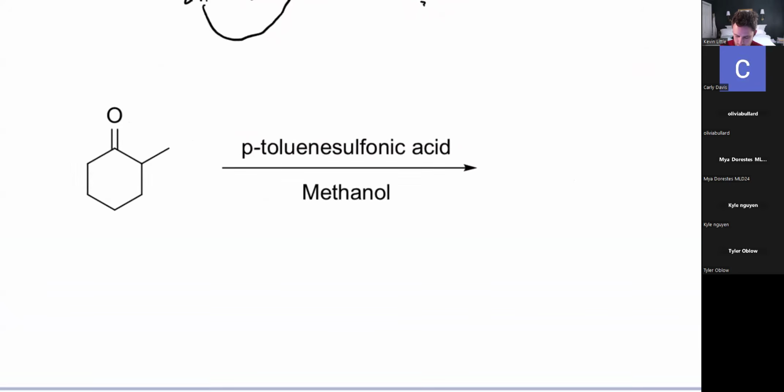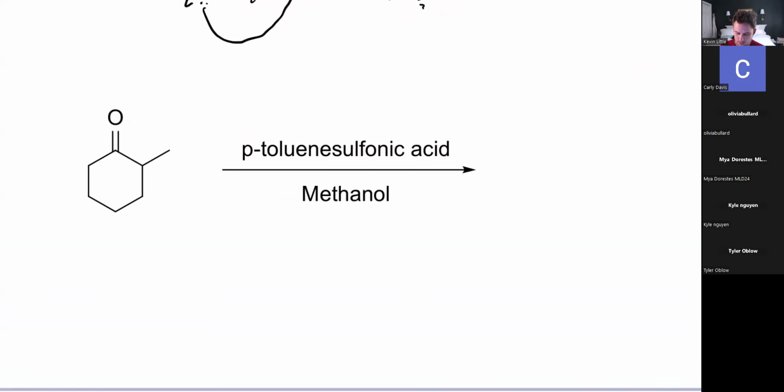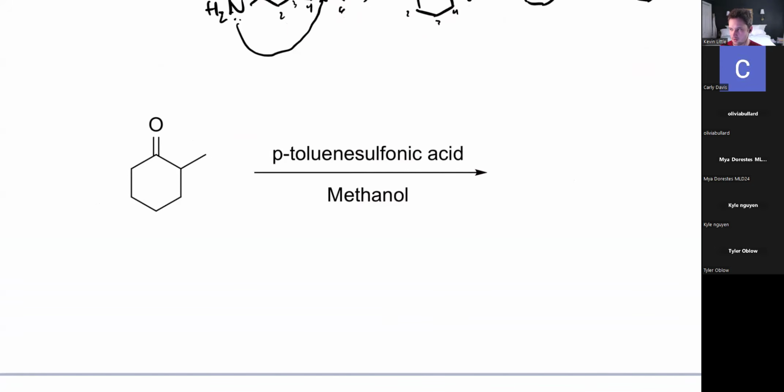Okay, so we get to this question, and I don't know what p-toluene sulfonic acid is, right? So this isn't something that was talked about. I wasn't asked to know what this is, but there is something that's kind of key here that even if I didn't know what this is, I could probably tell you what it's doing. It's probably acting as an acid, right?